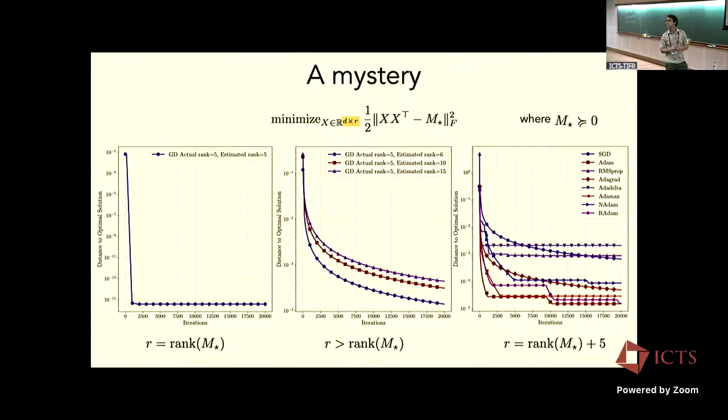That's a good question. So what if R is less than the rank of M star? In that case, I forget what the behavior is. I think it should converge to some, I mean, you're not going to get zero loss, first of all, because you can't factor the matrix. So I think it should still converge linearly to the loss level that you can get. But I'm not sure. I would have to run that again. But my intuition is that that should happen. Yeah, good question. Other questions?